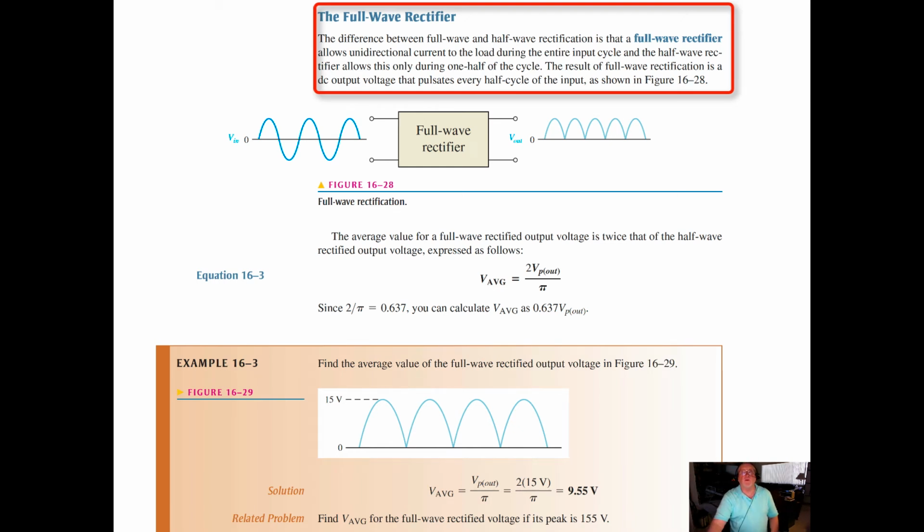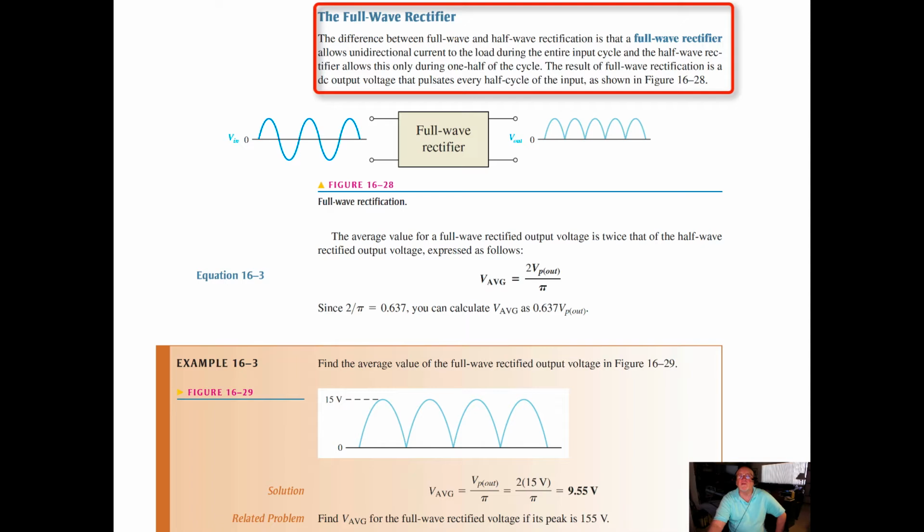Now we look at the full wave rectifier. What do we need to do to take advantage of using the entire sinusoidal input on a diode rectifier? The difference between full wave and half wave rectification is that a full wave rectifier allows unidirectional current to the load during the entire input cycle, and a half wave rectifier allows this only during one half of the cycle. So we're going to try to use both cycles, positive and negative.